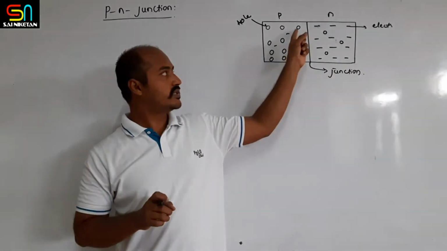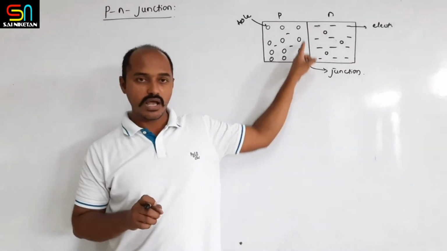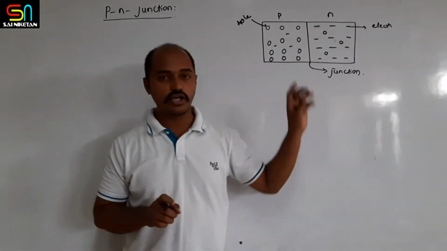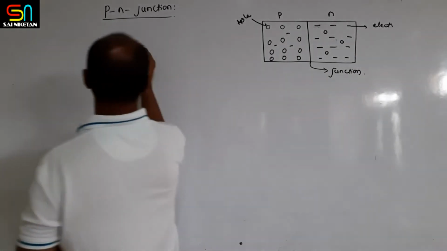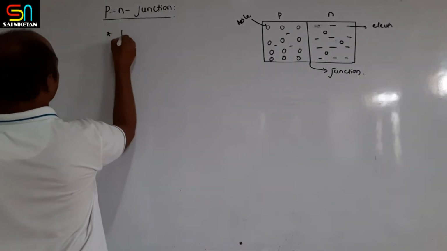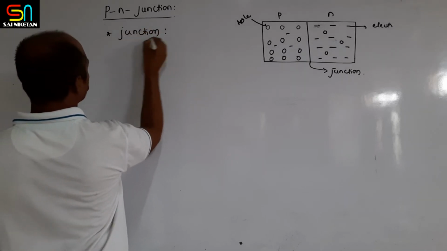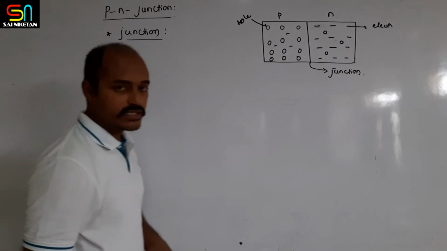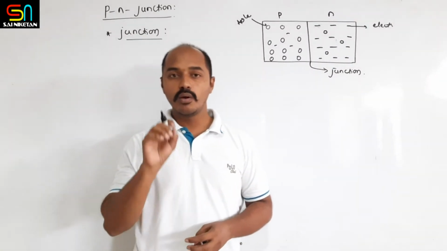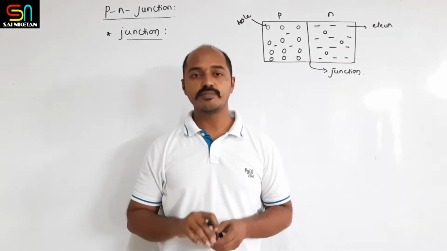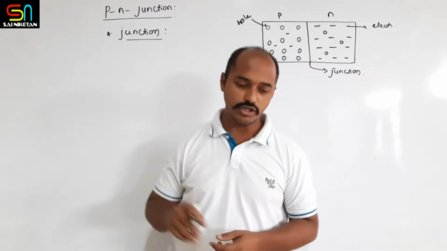Here we can see the p-type semiconductor and n-type semiconductor joining at this boundary, and it is called the junction. So this is what the PN junction is. So the first point is clear: PN junction. The junction is the area, or the boundary, where both p-type and n-type semiconductors are joined.